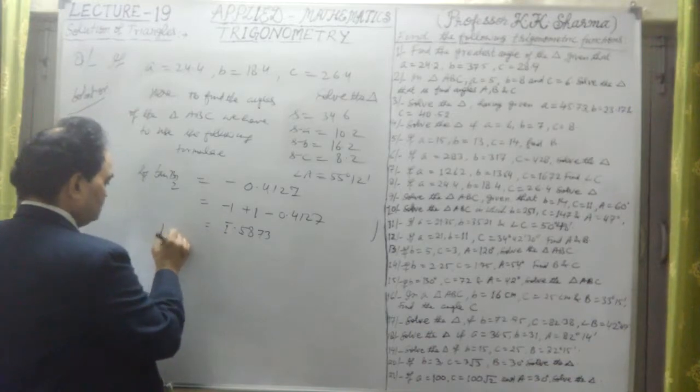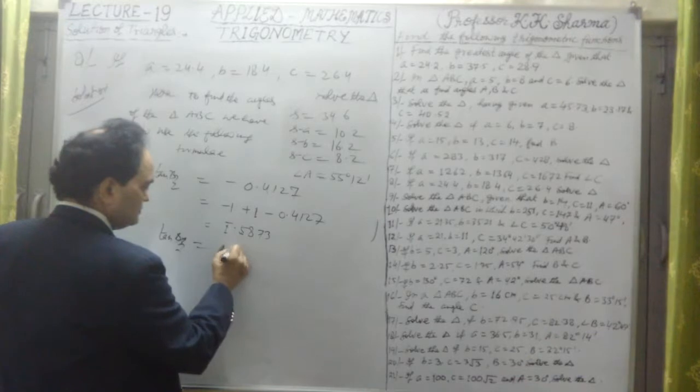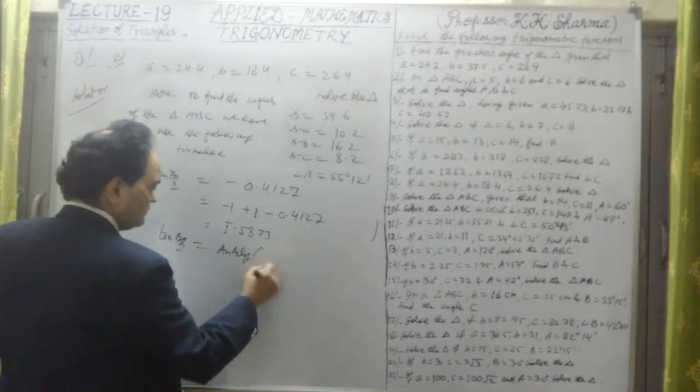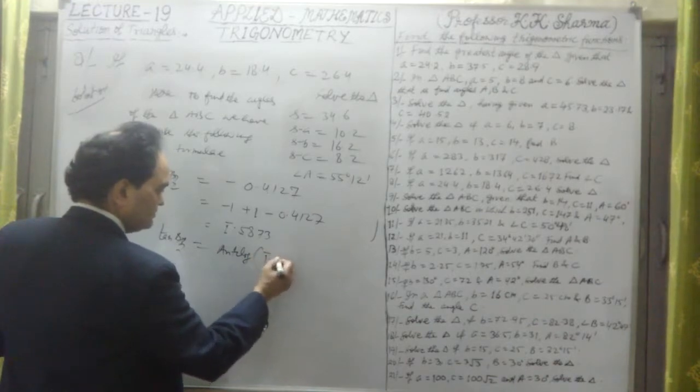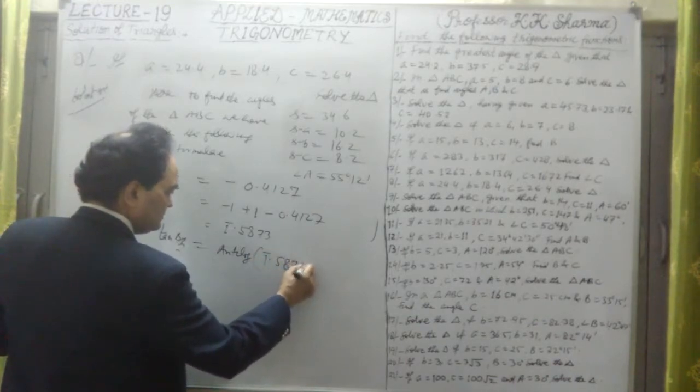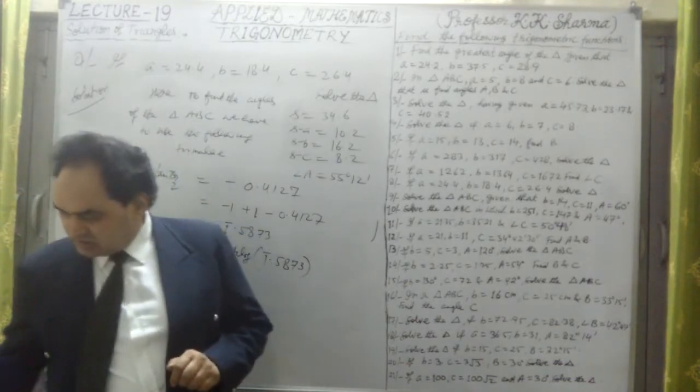Therefore, tan B by 2 is equal to the antilog of this. So this is the antilog of 1 bar decimal 5873. This is the antilog of this here. Now, let us take the antilog table.